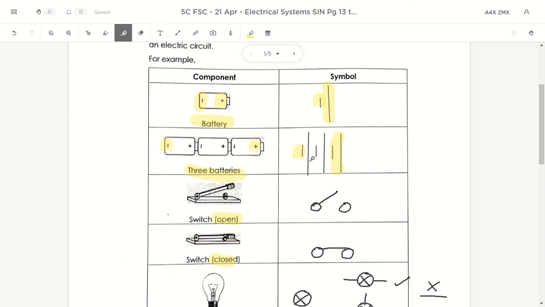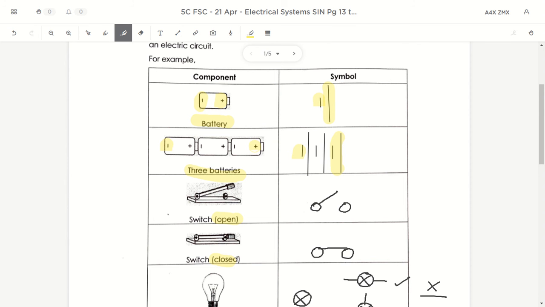It doesn't matter how many batteries you have. If there are two, there will be two sets. If there are five, there will be five sets. There's no need to put a wire in between, because there's no wire involved at all. All you need to do is just put them side by side. There's no need to connect them with a wire.